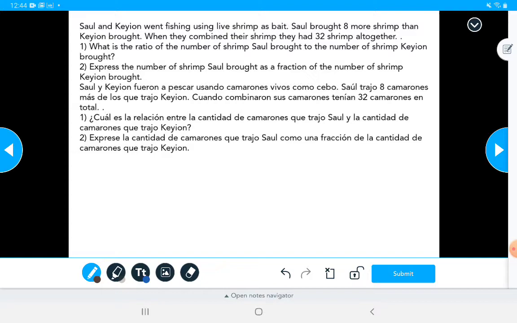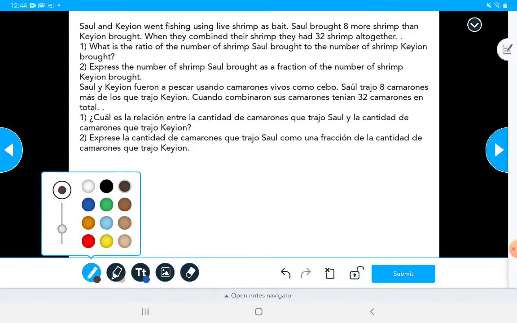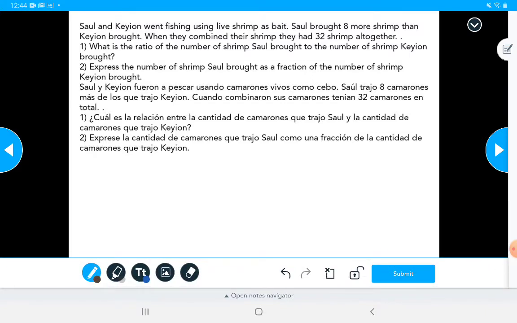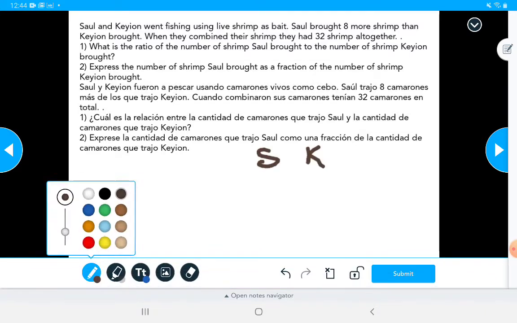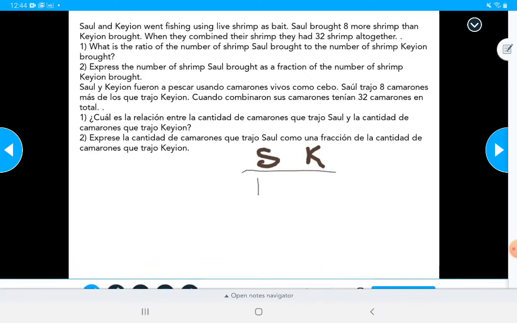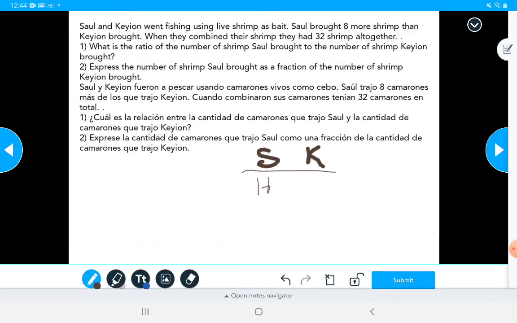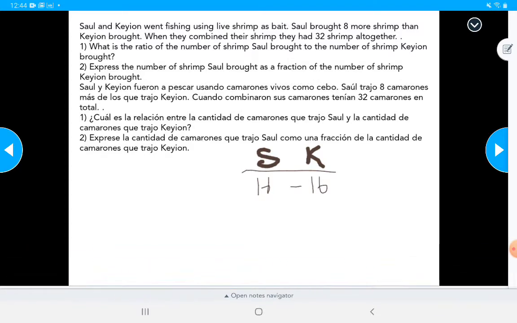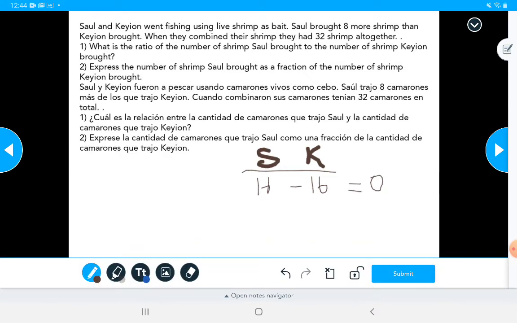If we know that Saul brought 8 more shrimp, let's guess. So if we had 32 and we split it in half, here's Saul, here's Keon. I'm going to make my marker a little smaller. So Saul brings, let's say, 16, and Keon brings 16. That would be a difference of 0. They both add up to 32, though. Okay, now we can say, all right, well, it's not that.